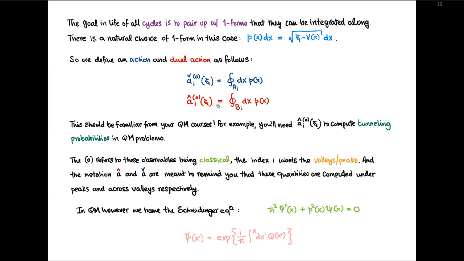For example, this object over here, a hat, which is integrated over a B cycle, is exactly the sort of object that you'd need to compute a tunneling probability in quantum mechanics. So let me just explain the notation here. The zero over here refers to these observables being classical, so it's leading order in an H-bar expansion. The index I labels the valley or the peak, which is the classically allowed or classically disallowed regions. And the notation a hat and a check are meant to remind us that these quantities are computed under peaks and across valleys, respectively.